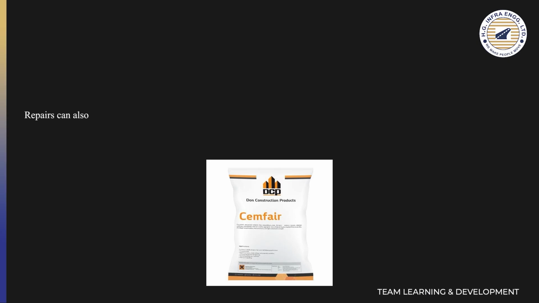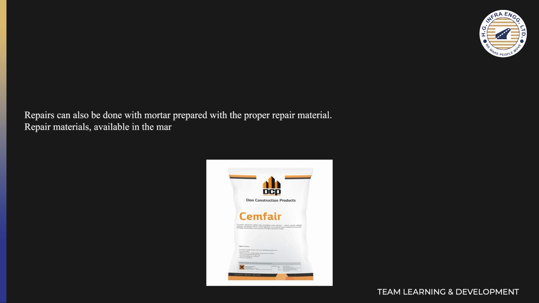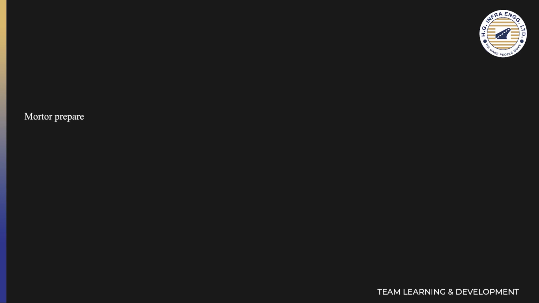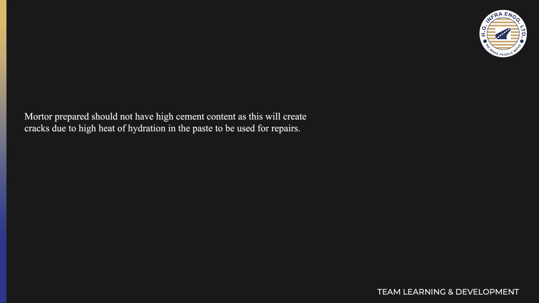Repair can also be done with mortar prepared with proper repair material or ready-to-use repair materials available in the market like PF100. The ratio of PF100 and white cement is 1:1.5, matching the color of concrete. A trial can be done to match the color as well. Mortar repair should not have high cement content as this will create cracks due to high heat of hydration in the paste to be used for repair.